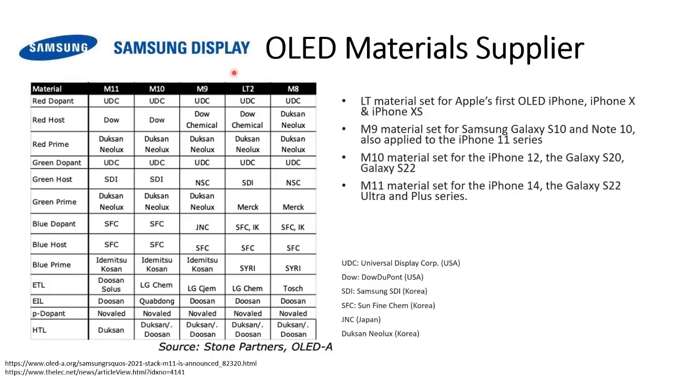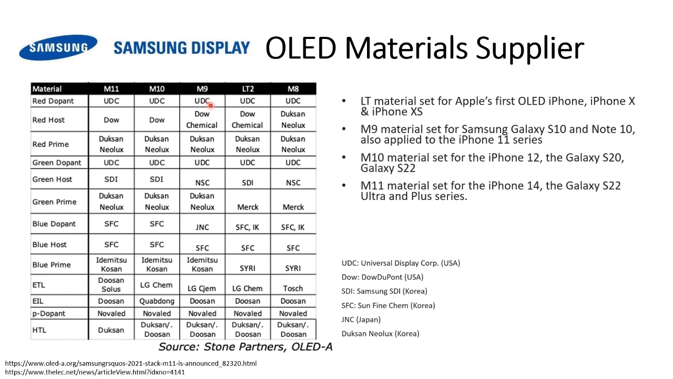Samsung Display applies different grades of material on the OLED panel to manufacture the Samsung phone and Apple iPhone. This information came from Stone Partners, a research company specialized in display industry analysis. The following table shows the progression of organic material suppliers from the M8 through M11 series. The M8 set in 2017 for Apple's first OLED iPhone, the iPhone X, and 2018 for the iPhone XS.